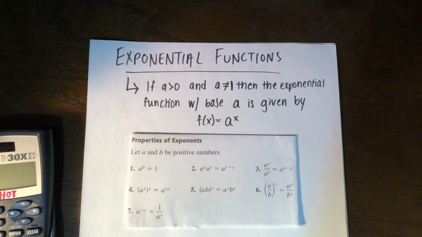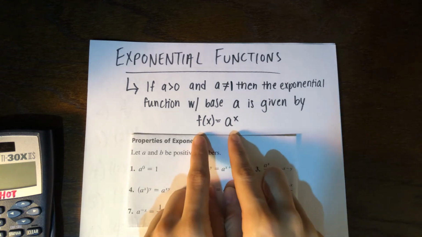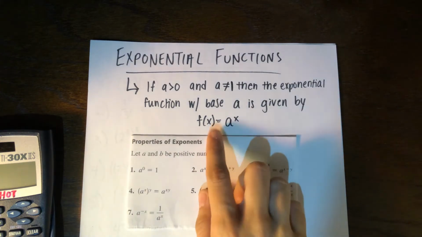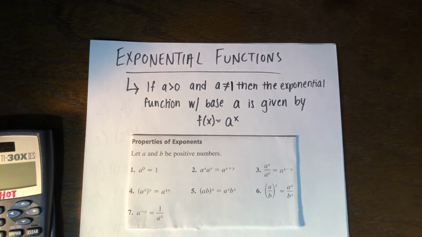Okay, so our topic today is exponential functions. So we're given the standard form of an exponential function, right? If a is greater than 0 and a does not equal 1, then the exponential function with the base a is given like this. That's how it comes from. It's derived from that. Okay, next we look at these properties of exponents.